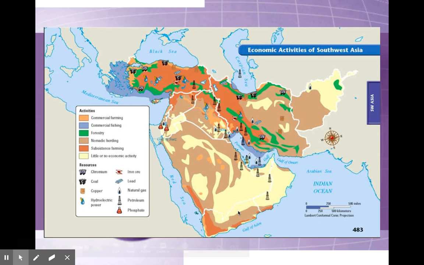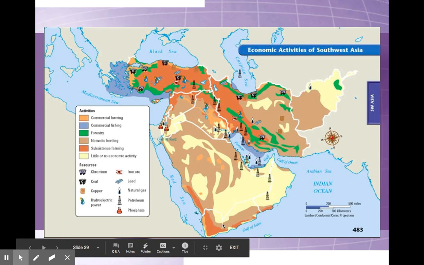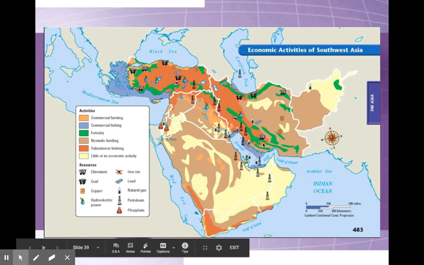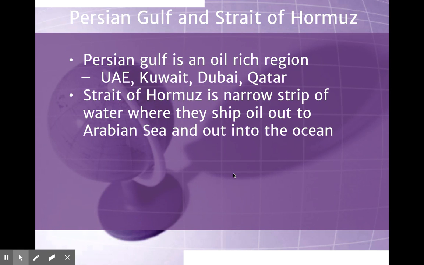That's why I said that Yemen is so poor, because look, no oil. But Oman's a little bit richer because they have oil. And these countries for sure are rich because they have oil. So the Persian Gulf is an oil-rich region.